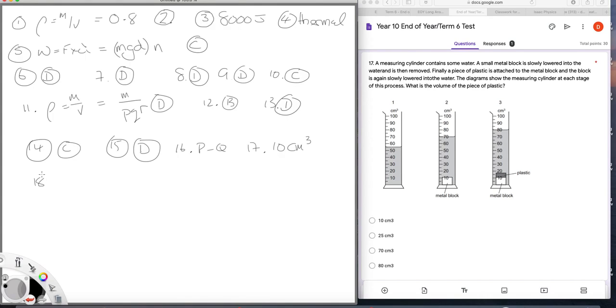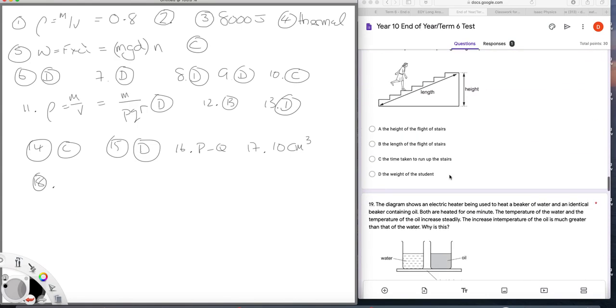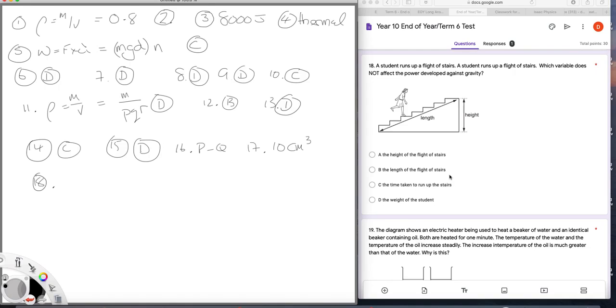18. Which of these factors does not affect the power developed against gravity? Well, the power against gravity is work done against gravity divided by time. Work done will be weight times height. Weight times height divided by time is the power. So height affects it, time affects it, weight affects it, the length of the stairs does not. B.